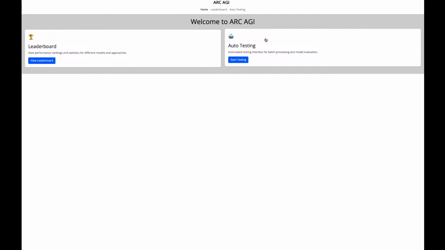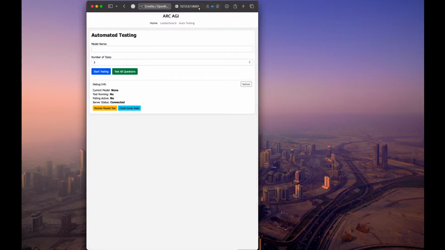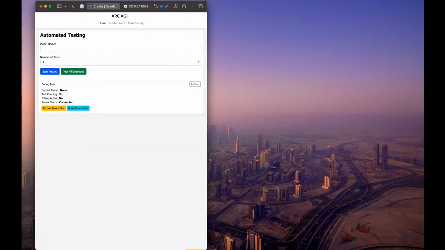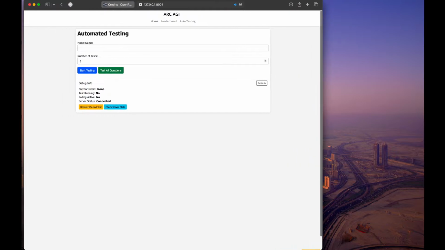So let's open up the page and continue with the testing. As you guys know, this is the page. We'll now be testing GPT 4.1, the whole family, on the ARC AGI bench. So let me just set up everything.